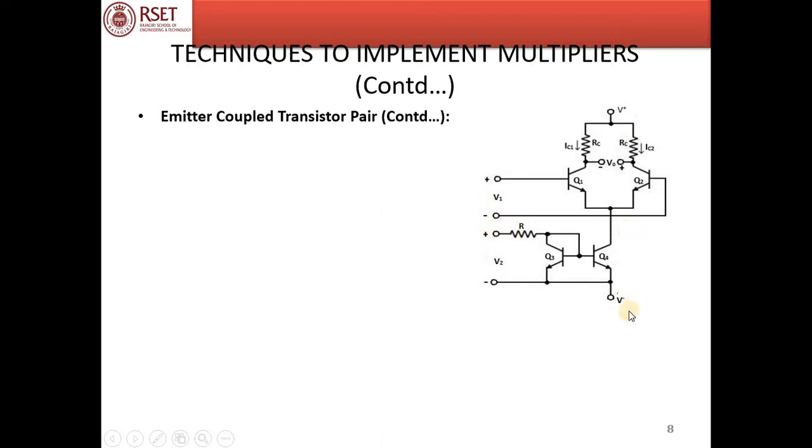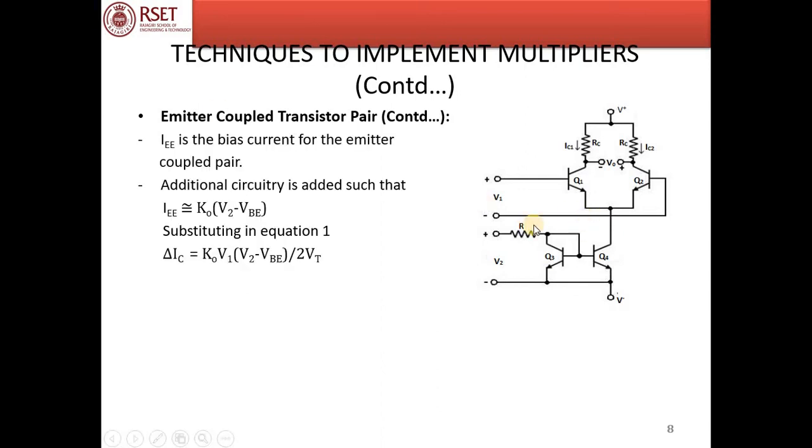Now additional circuitry is being added to provide the second input. The second input is provided in such a way that this input V2 is proportional to the bias current of the emitter coupled pair IEE. This additional circuit is added in such a way that V2, not exactly V2, but V2 minus VBE, is proportional to the bias current IEE.